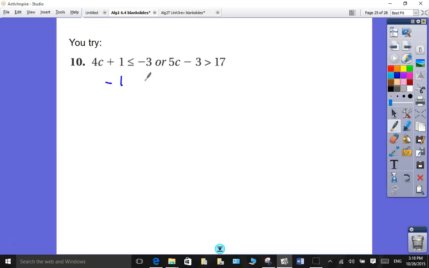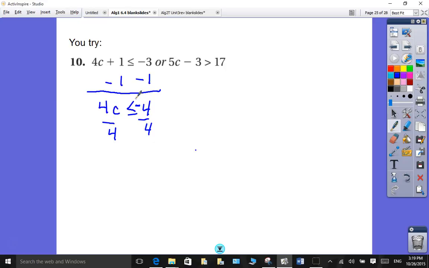Okay, minus 1, minus 1. 4c is less than or equal to 4. Sorry, 4c is less than or equal to negative 4. Divide 4, divide 4. Should I have flipped the less than or equal to? I see a negative 4 there. Should I have flipped it?